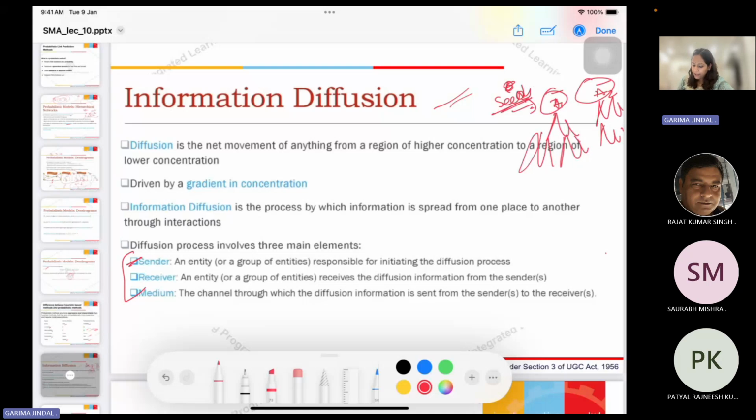Then we have the receivers. Receivers are the group of entities who are going to receive the information diffusion from the sender. And then we will have the medium. The medium is the channel through which the diffusion of information is sent from the sender to the receiver.